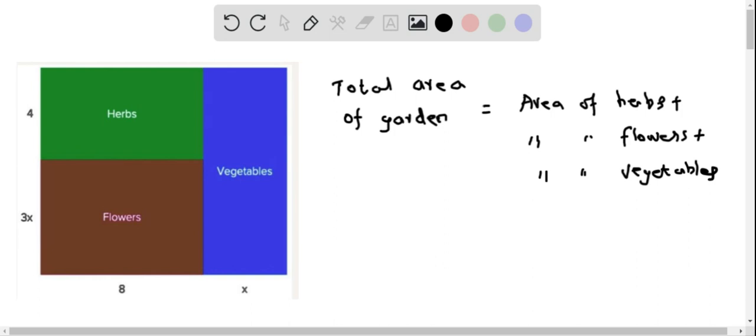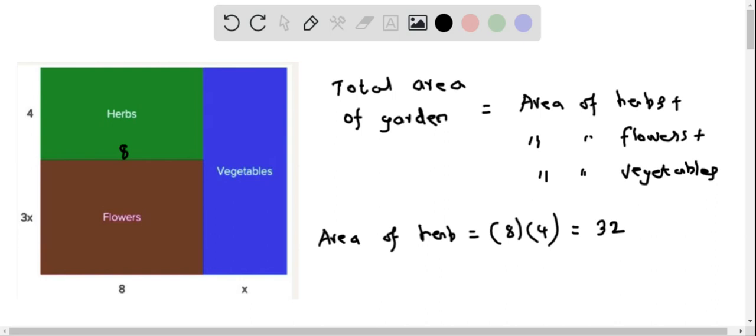So for this, we need to know the dimensions, or the length and width, of each of the plots. So for the herbs, we know that one of the sides is 4 and the other side is basically the same as the length of the flowers. So we can put 8 over here. So that I can write down the area of herbs, and this equals the length times width. Here the length is 8 and the width is 4. So it is 32. 8 times 4 is 32.